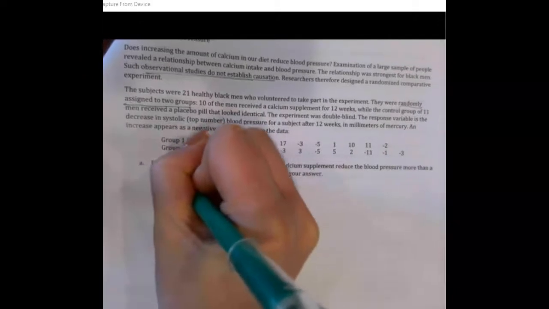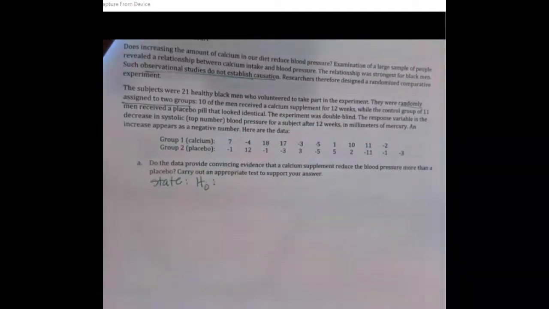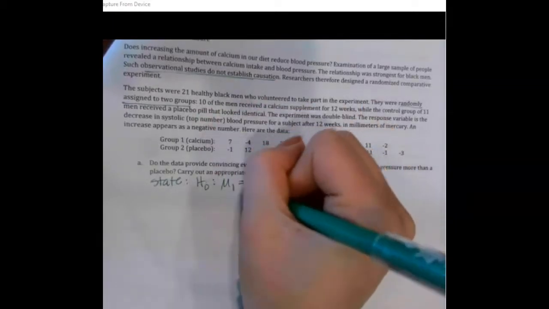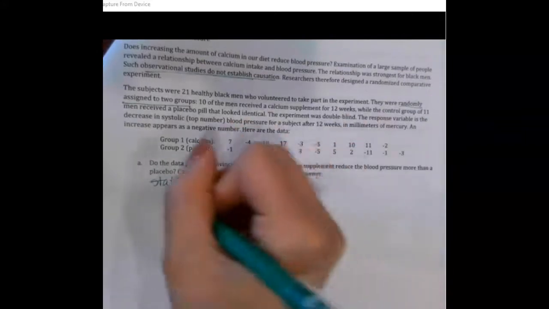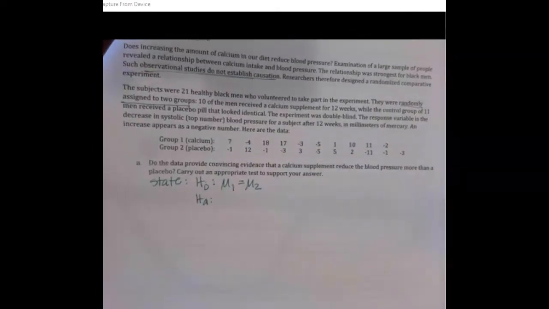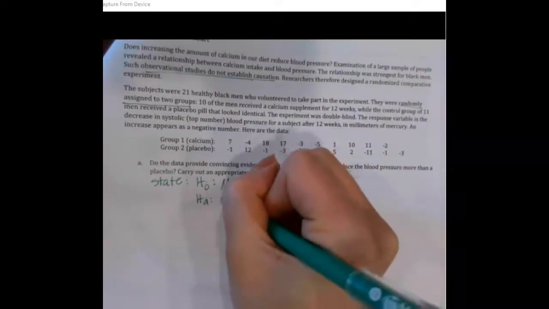Alright, so we still need to state. Our null hypothesis is that there is no difference. We want to see if there is a difference, so we want group 1 to be equal to group 2 if there's no difference. Our alternative is that ideally we want the person that's taking calcium, we think that there is a relationship. So we think that these means should be larger.